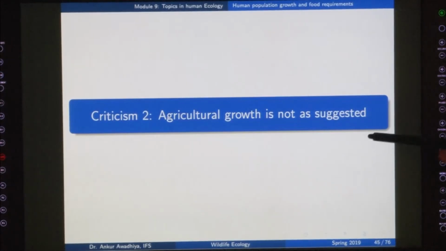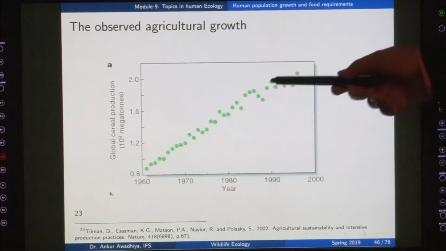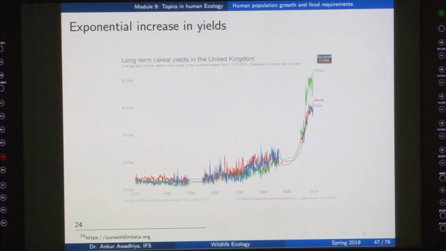The second criticism of Malthus is that agricultural growth is not as he had suggested. Malthus had suggested that agricultural growth moves as an arithmetic progression, 1 to 2 to 3 and so on, and that is possible when we are looking at a short period of time. So, for instance, here we are seeing that the growth is increasing in an arithmetic progression, but if we look at longer time scales, we find that here also we are observing an exponential increase in the yields of a number of crops.